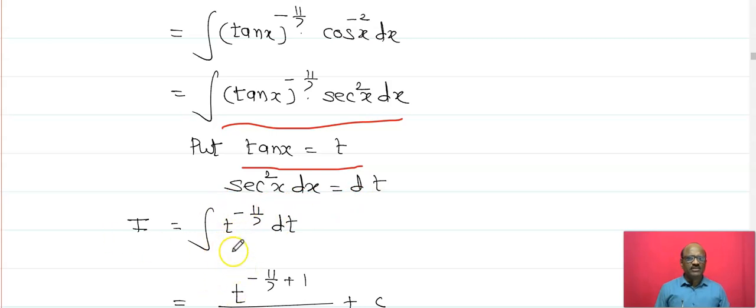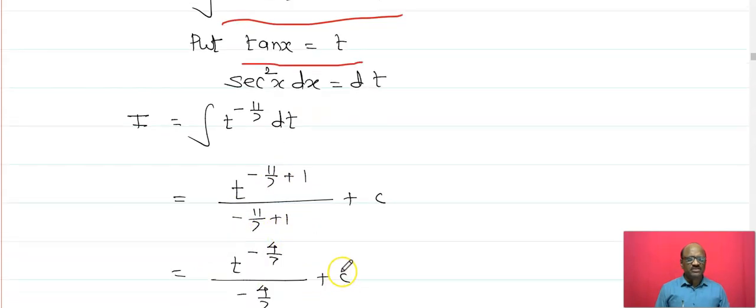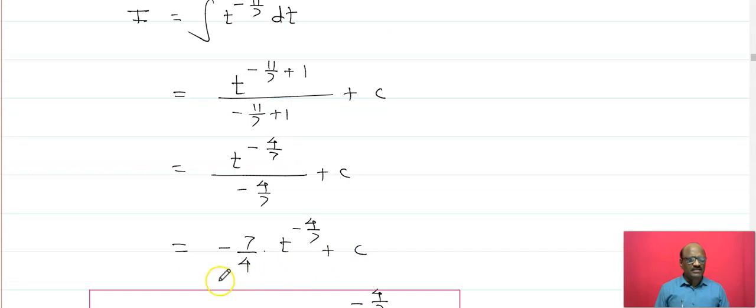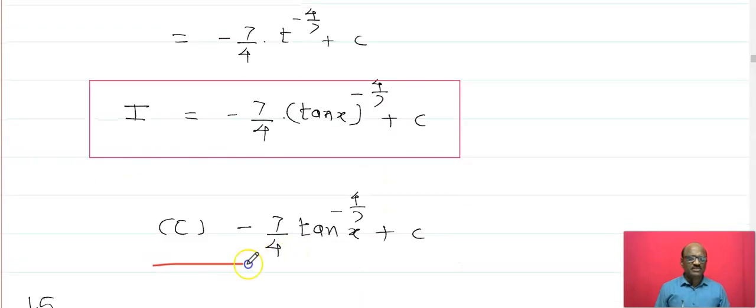Therefore, I is equal to the integral of t raised to minus 11 upon 7 into dt. What about its integral? That is t raised to minus 11 upon 7 plus 1, upon minus 11 upon 7 plus 1, plus c. And overall, if we solve this, that is t raised to minus 4 upon 7 upon minus 4 upon 7 plus c. Then you will get minus 7 upon 4 into t raised to minus 4 upon 7 plus c. And the final answer is I is equal to minus 7 upon 4 into (tan x) raised to minus 4 upon 7 plus c. Hence option C is the correct one.